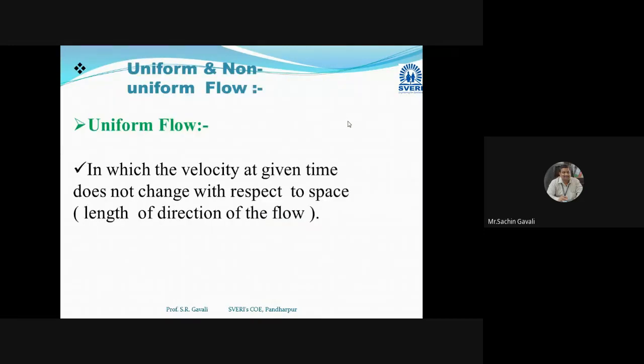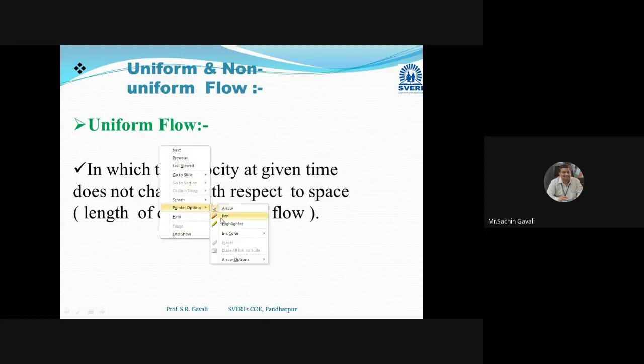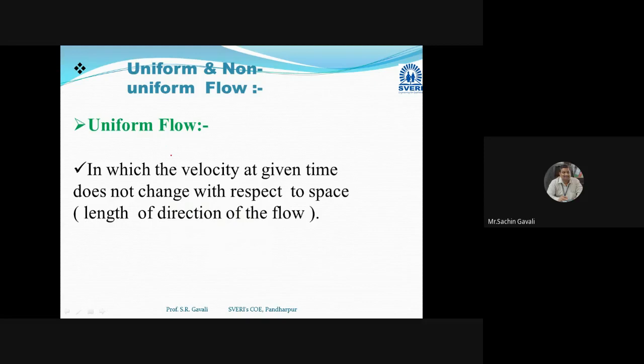Another type of flow is called uniform flow, and non-uniform flow. In steady flow we can consider many properties: pressure, velocity, acceleration, etc. But uniform flow is related to only velocity. Uniform flow means that the velocity at a given time does not change with respect to space, or length in the direction of flow. That type of flow is called uniform flow.